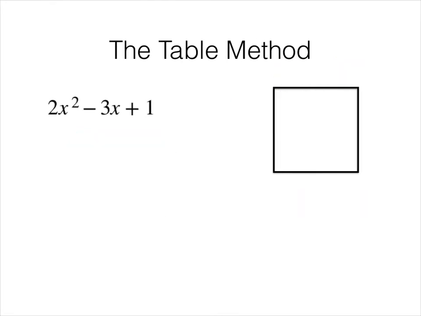So it's the same trinomial, but our b is negative this time. So start the same way. Find AC and find factors of AC that add up to b. So AC is 2 times 1. Again, it's 2. This time b is negative 3.